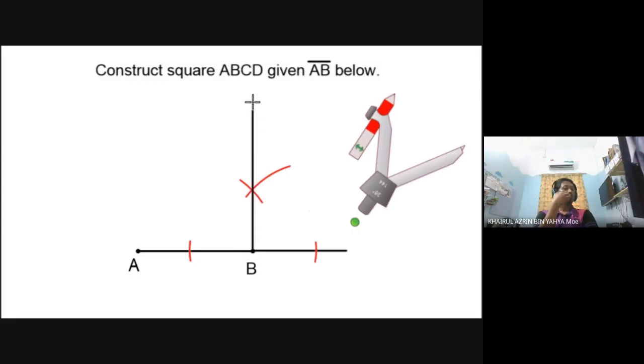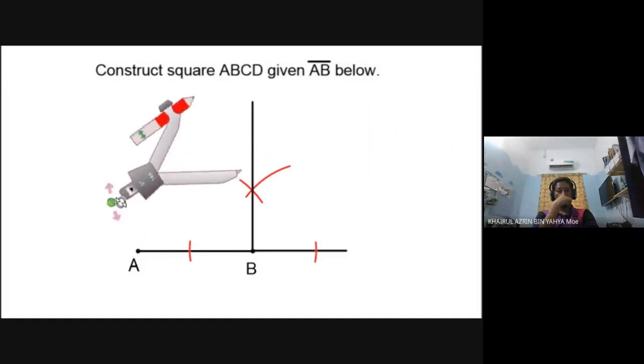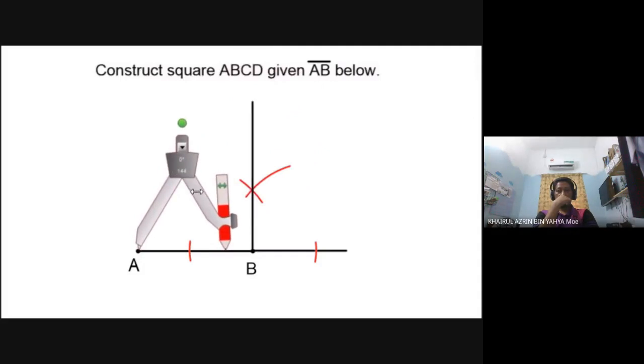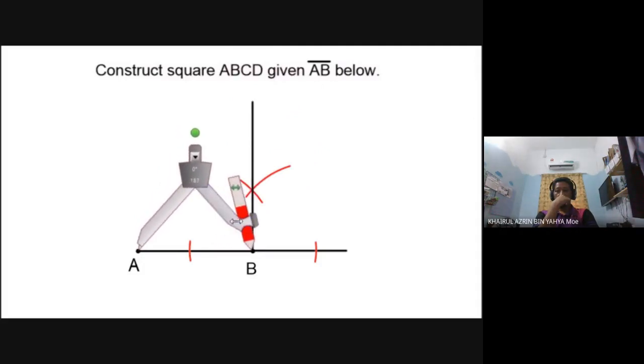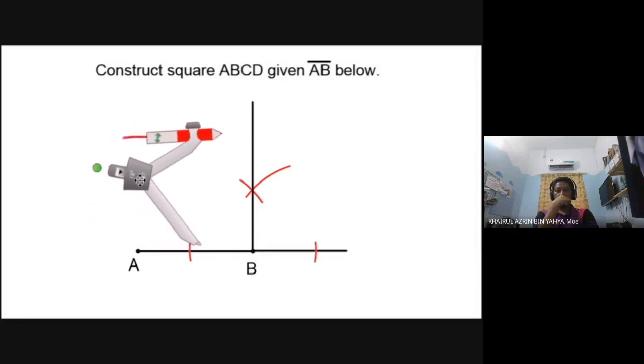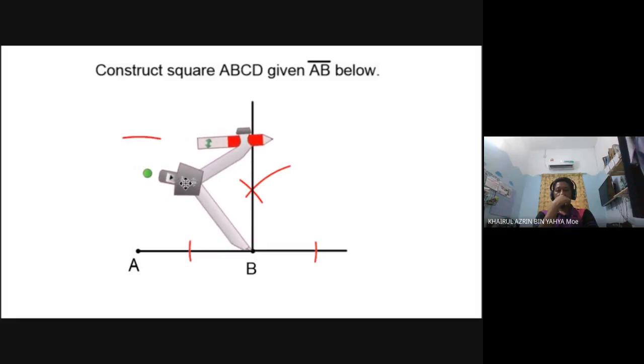Now we could set this to any length that's obviously greater than line segment AB, because now we're going to set the compass to the length of line segment AB so we could finish this construction. So we extend it to match exactly the length of AB, and now we're going to swing the arc directly over point A, and we're going to repeat that over point B.